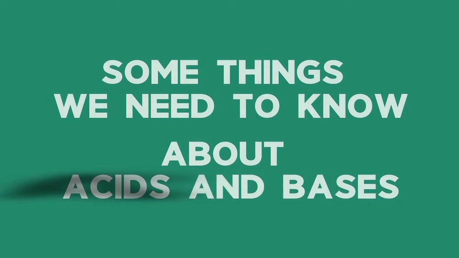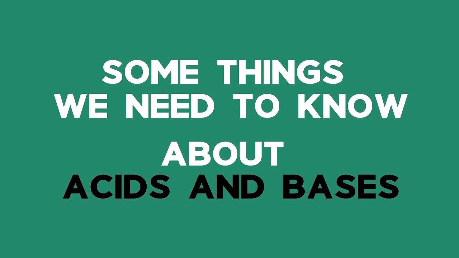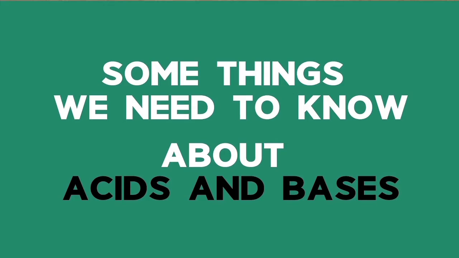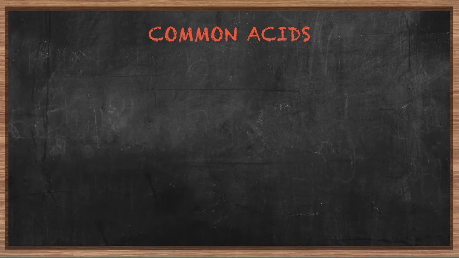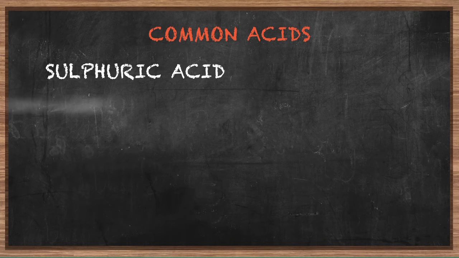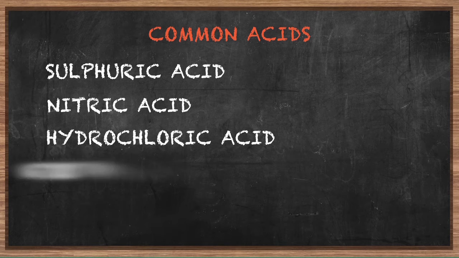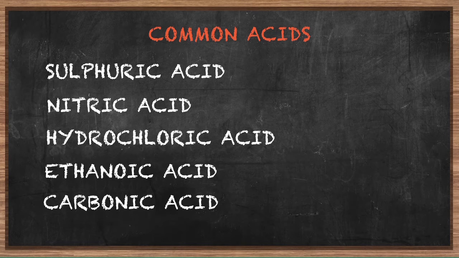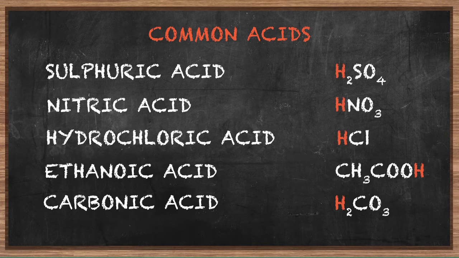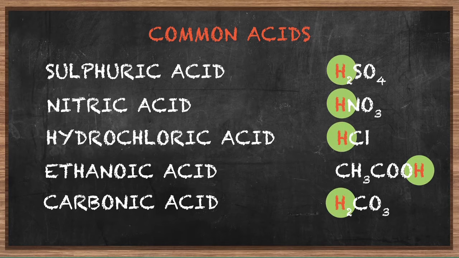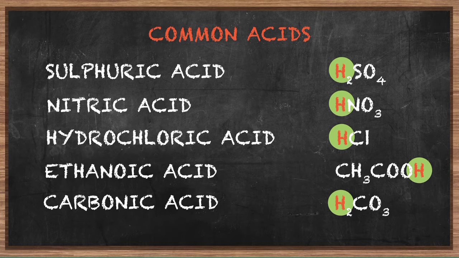Some things we need to know about acids and bases. Common acids which we work with in a school laboratory are sulfuric acid, nitric acid, hydrochloric acid, ethanoic acid, carbonic acid. Here are their formulae. All the formulae have one element in common. All acids contain hydrogen atoms.